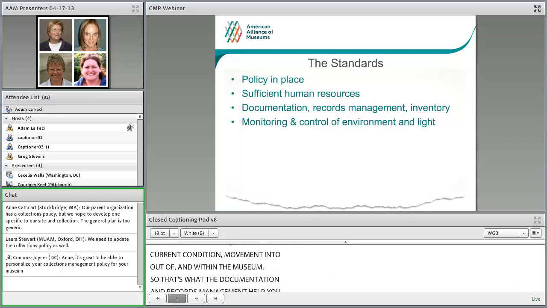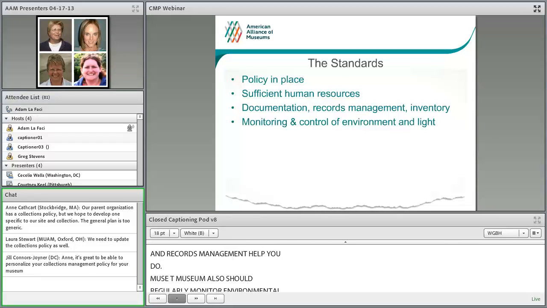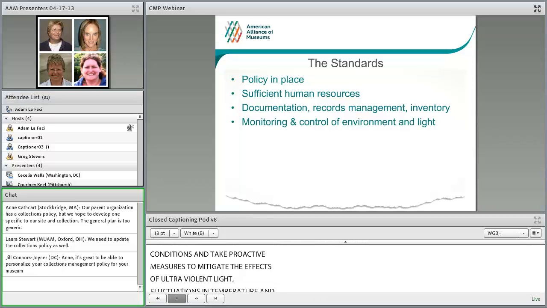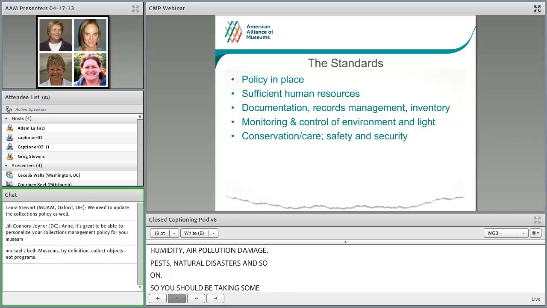Museum also should regularly monitor environmental conditions and take proactive measures to mitigate the effects of ultraviolet light, fluctuations in temperature and humidity, air pollution, damage, pests, natural disasters, and so on. So you should be taking some measures to monitor and mitigate those issues.